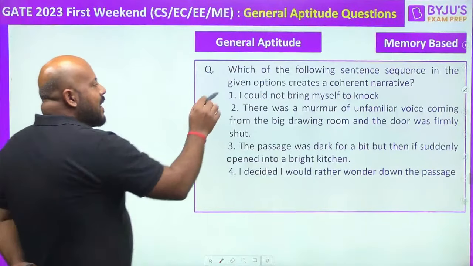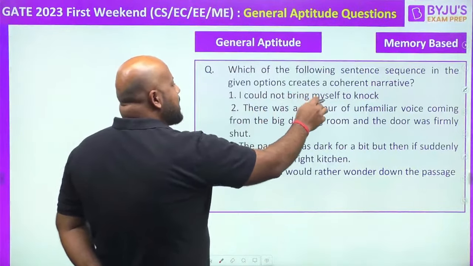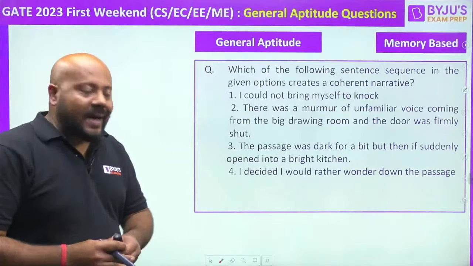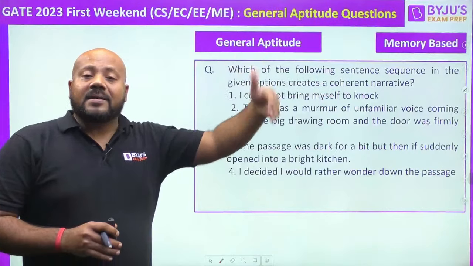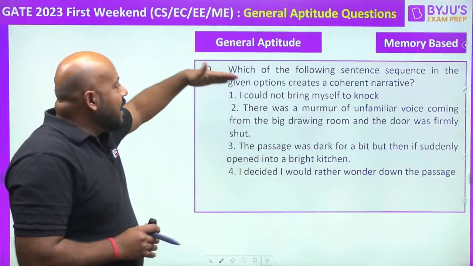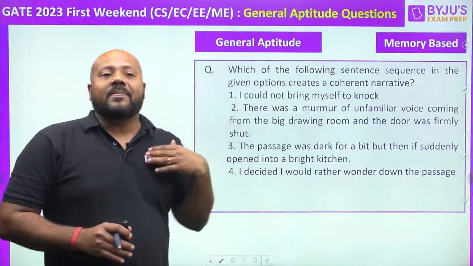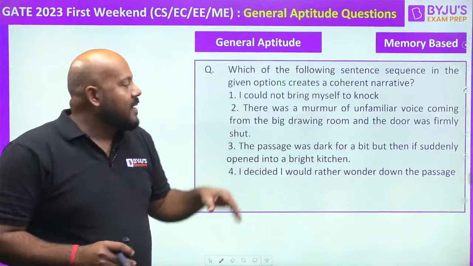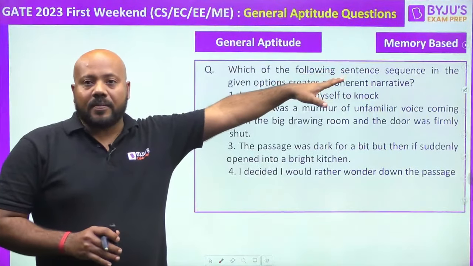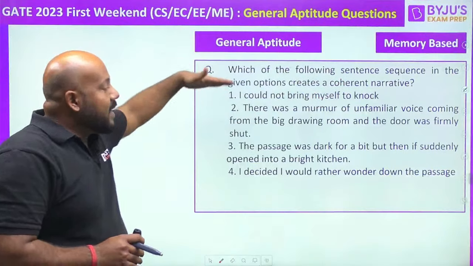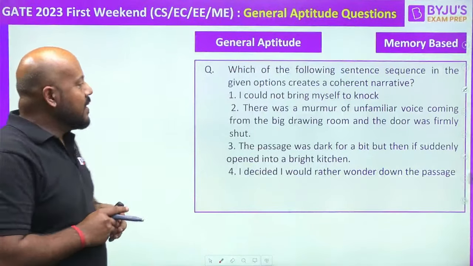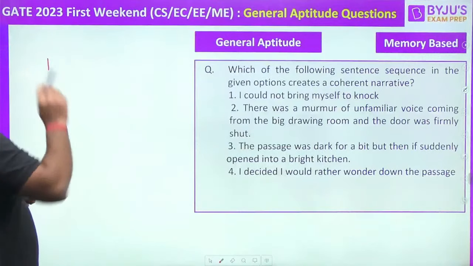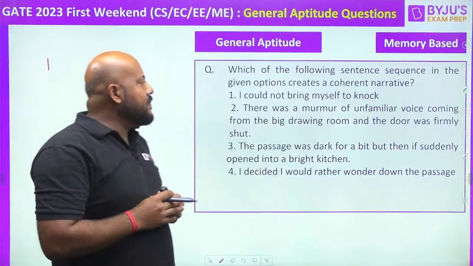First statement: I could not bring myself to knock. Can this be the opening statement of a narrative? I could not bring myself, I could not prepare myself enough to knock on the door. So it can be the opening statement. Yes, why can't it be? So one possibility is that one can be the opening statement.